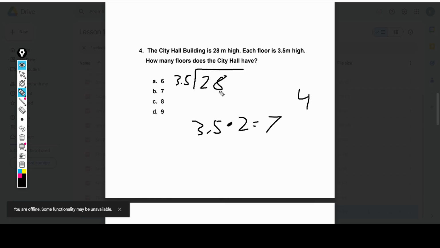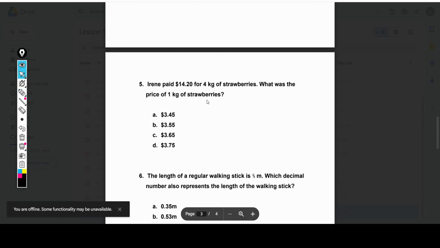So that means there's two 3.5s in every 7. So that means there'll be twice as many. So there'll be 8 floors. That's a little hack to make it go a little faster. But I can't guarantee that that intuition will always come to you.